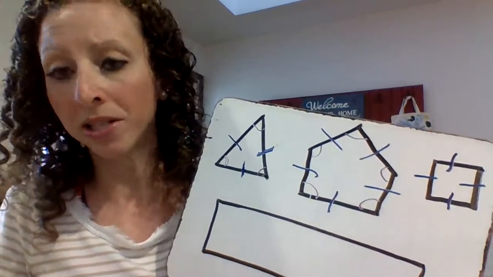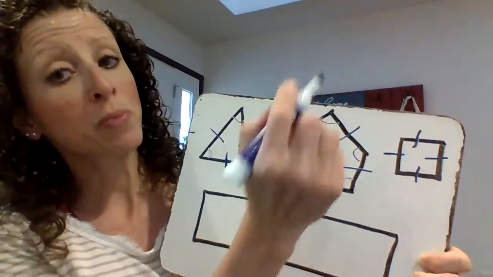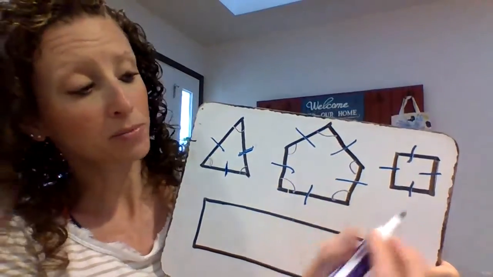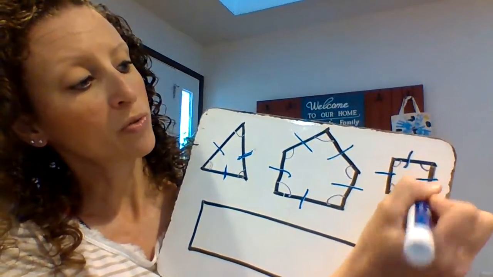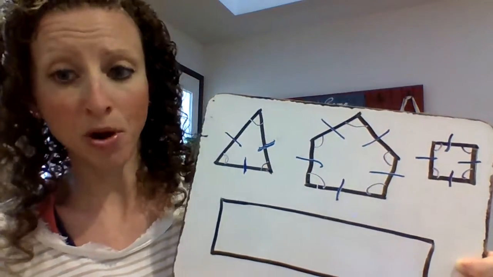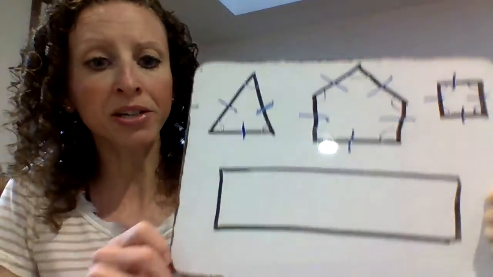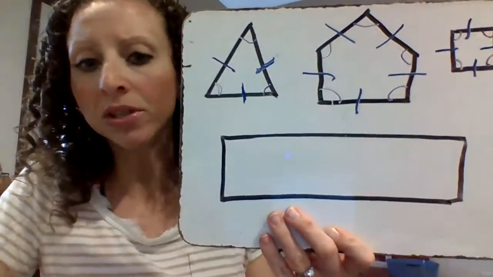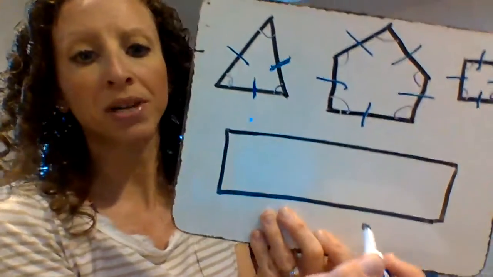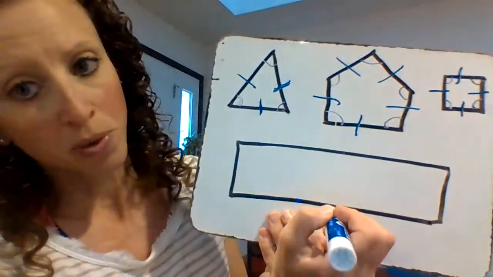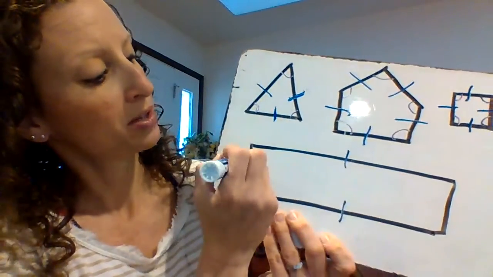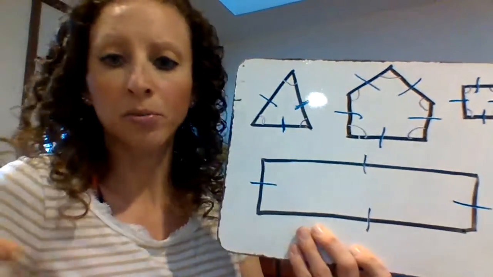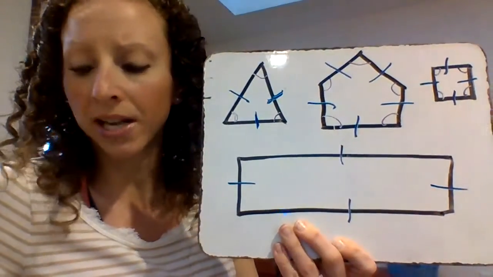And if he's a polygon, he's going to have 4 angles. And remember, angles are where the 2 sides come together. So 1, 2, 3, 4. A square is a polygon. Then I hop over here and I see my rectangle, and I'm going to go ahead and mark my sides on my rectangle. And remember, he's different than a square. We just talked about that. 1, 2, 3, 4. There are my 4 sides to my rectangle.